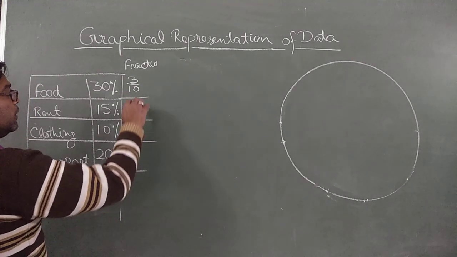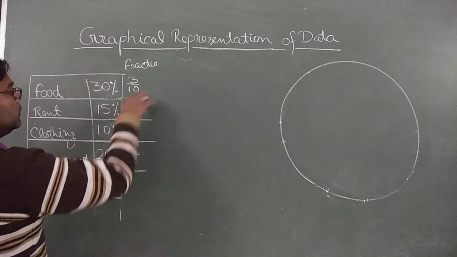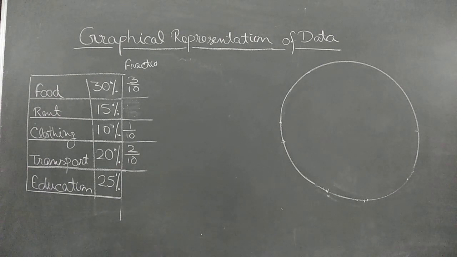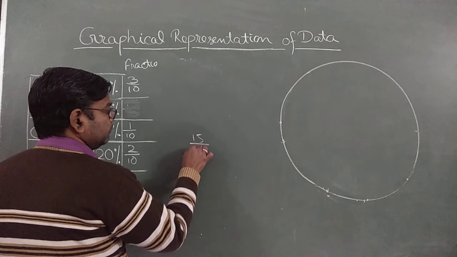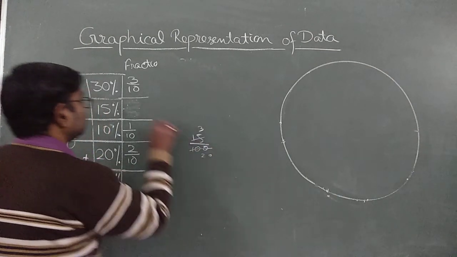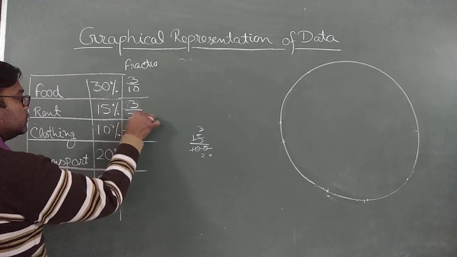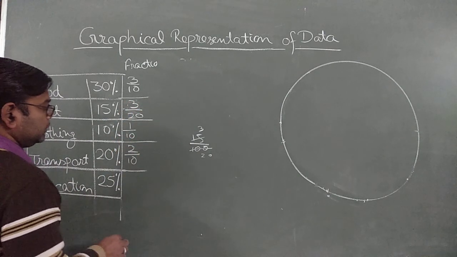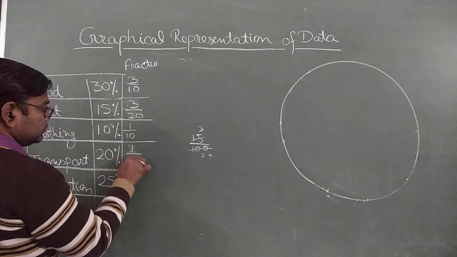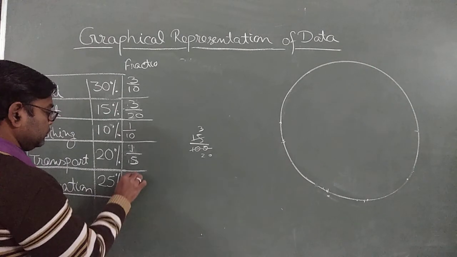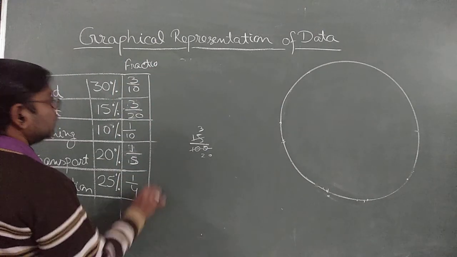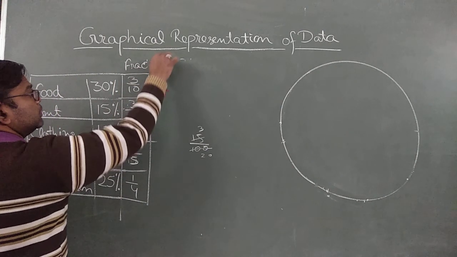Okay, let me simplify this one. 30 upon 100 is 3 upon 10. 15 upon 100, we can simplify it. 5 3s are 15, 5 20s are 100, so it is 3 upon 20. Then 10 upon 100 is 1 upon 10. 20 upon 100 is 2 upon 10, or we can say 1 upon 5. Now 25 upon 100 is 1 upon 4. This is your fraction part. We first find out the fraction, then we find out the angle.